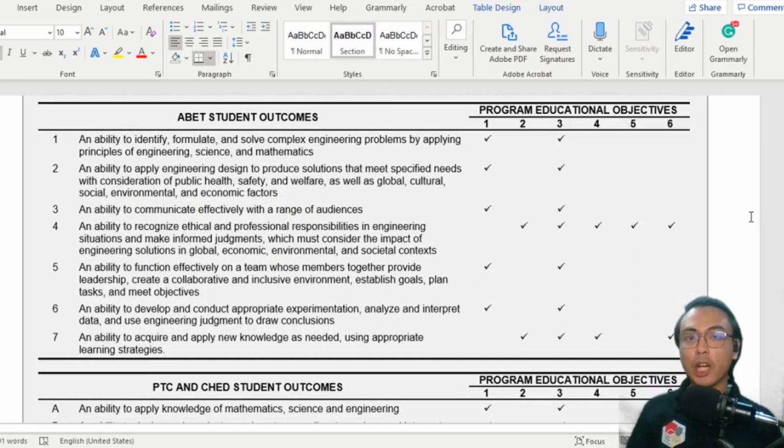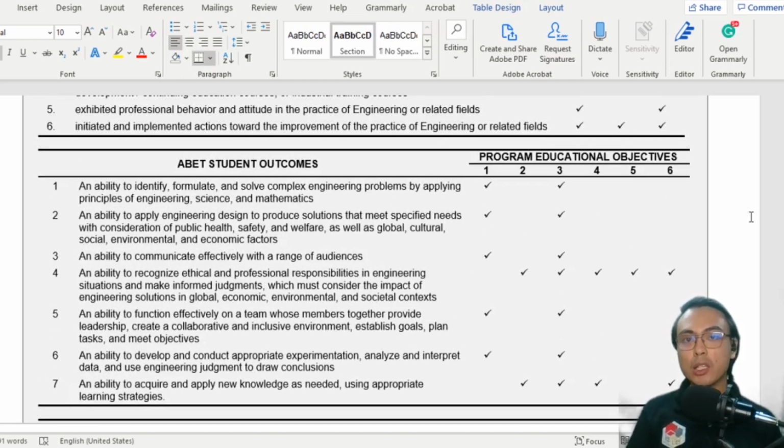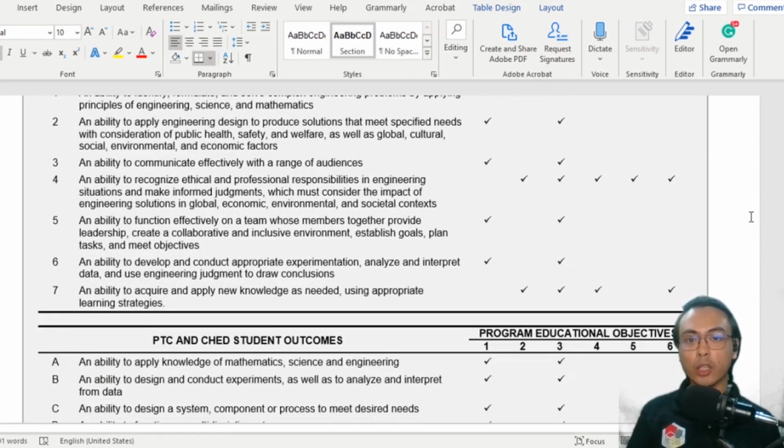Next, we have the student outcomes. We have two types of student outcomes, one from ABET and one from PTC and CHED. So I would like you to read these student outcomes because these are the abilities or attributes that we want you to have during your stay in Mapua and even after graduating.